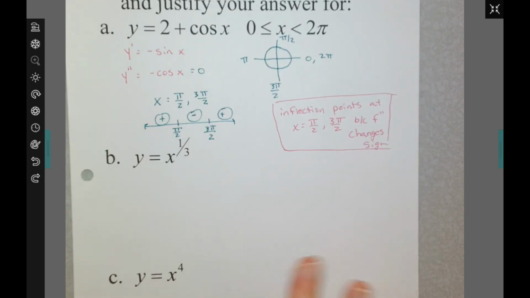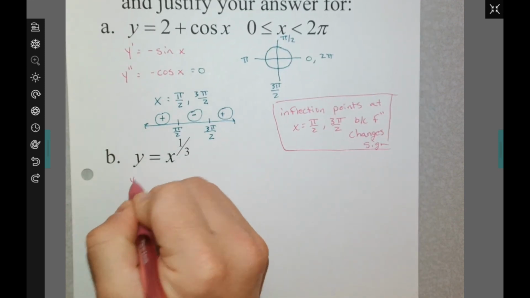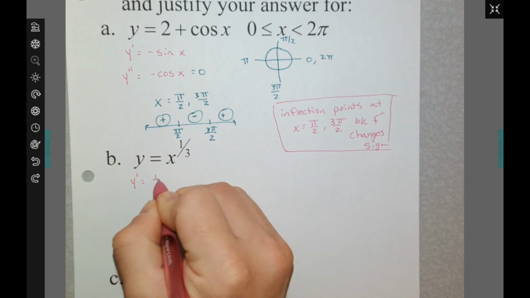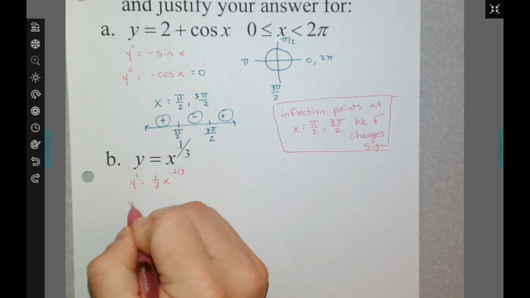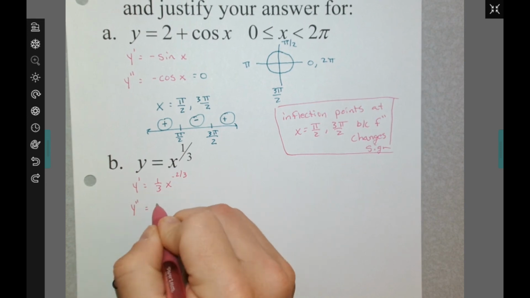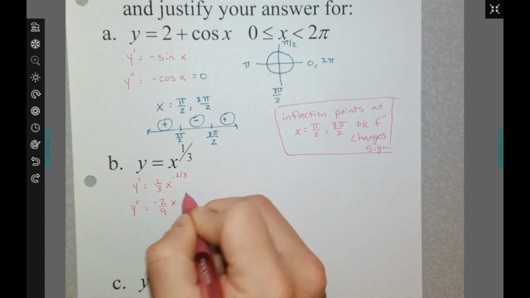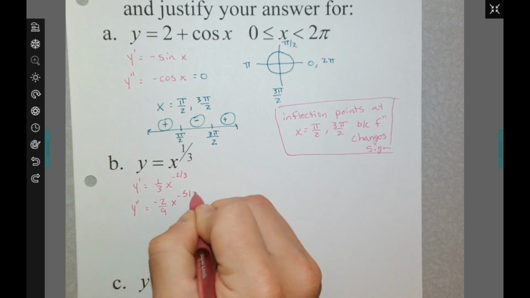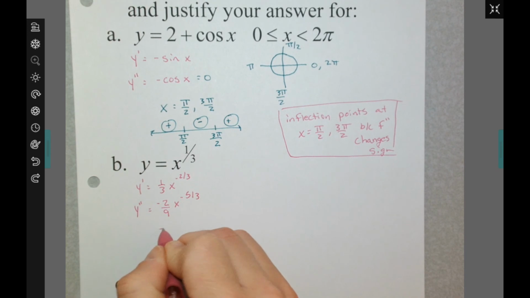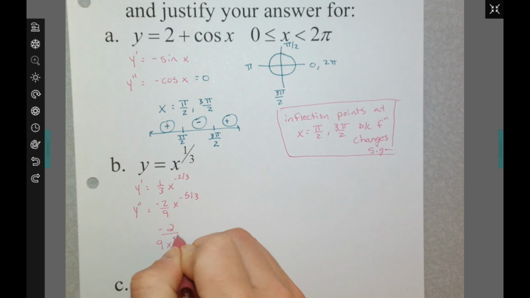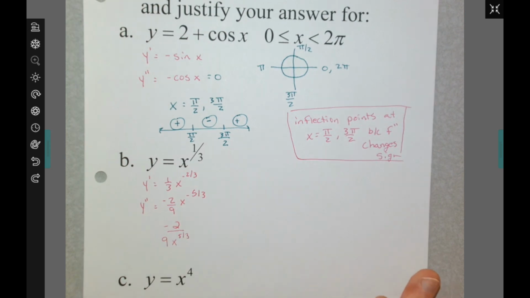Okay, for B, we go ahead and find derivatives again. So my first derivative is 1/3 x to the negative 2/3. Second derivative is going to be negative 2/9 x to the negative 5/3. If I go ahead and rewrite that, you got negative 2 over 9 x to the 5/3.